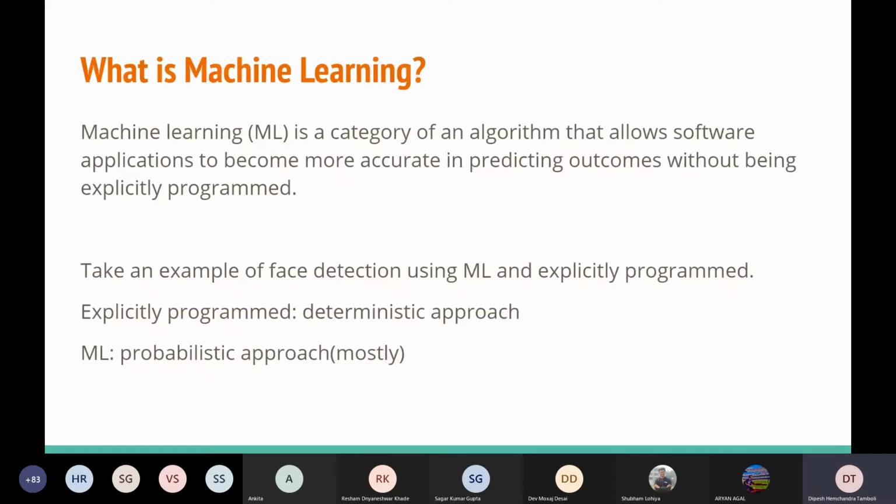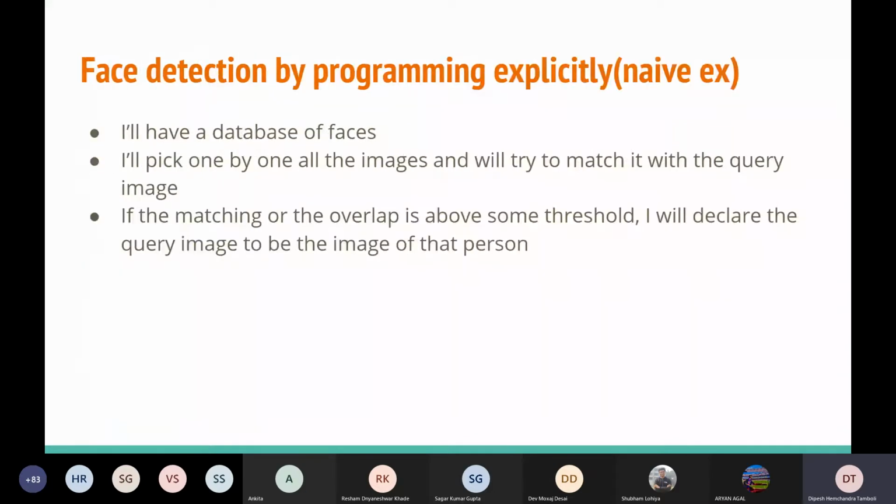Okay, so let's go with Python in machine learning. So what is machine learning? Machine learning is basically an algorithm that allows us to become more accurate in predicting without explicitly programming. So let me clarify the difference between explicit programming and a probabilistic approach to get the output. Take an example, suppose face detection.